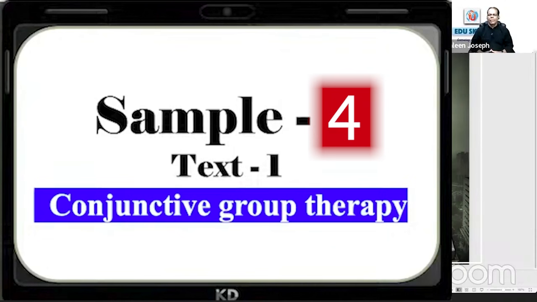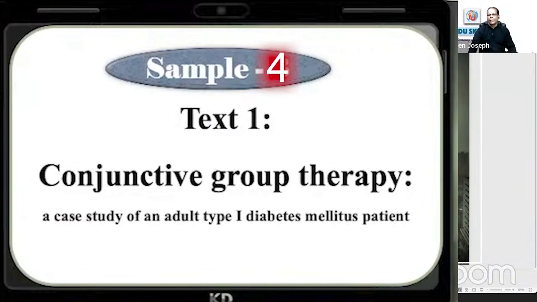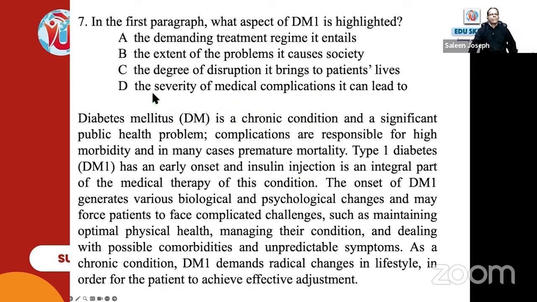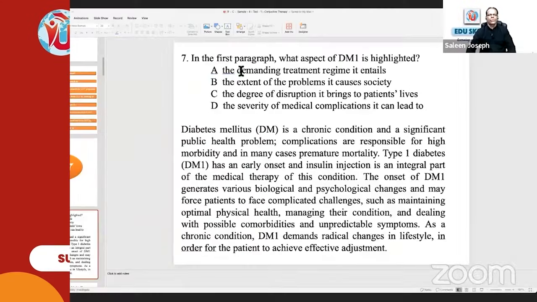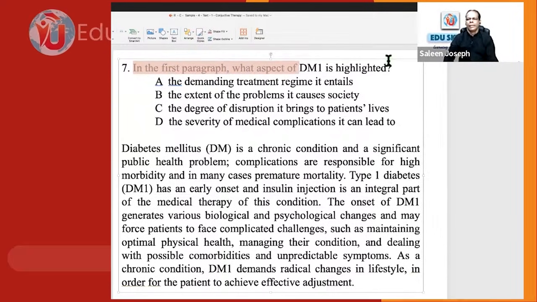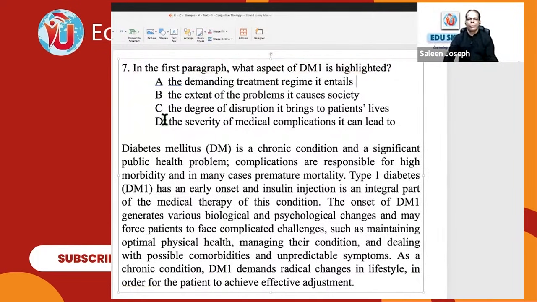So OET reading sample text 1, conjunctive group therapy. A case study of an adult type 1 diabetes mellitus patient. Question 7. In the first paragraph, what aspect of DM is highlighted? Now you have to type in the chat box what are the hedging words in the question stem. The first line is known as the question stem. Then 4 answer options. What is the hedging or keyword in the question stem?